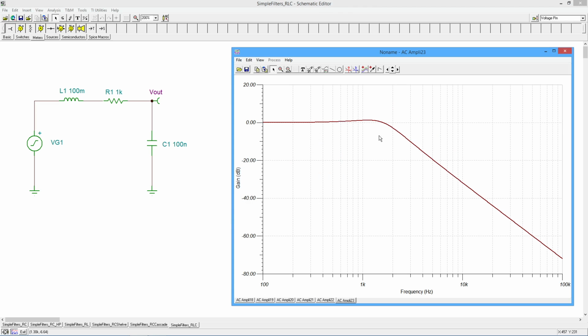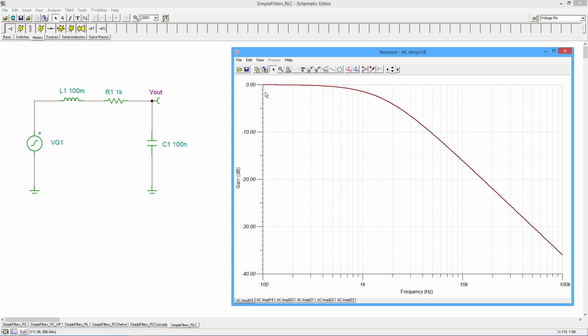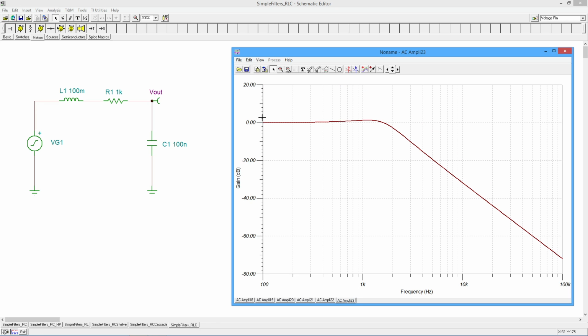And here we go. All right, so we have that same kind of curve. Let me go back to the original one. Again, the scales are a little bit different. That one is 0 to minus 40, and this one we're going from plus 20 to minus 80. But it's still that same general kind of shape, right? Getting rid of the high frequencies.